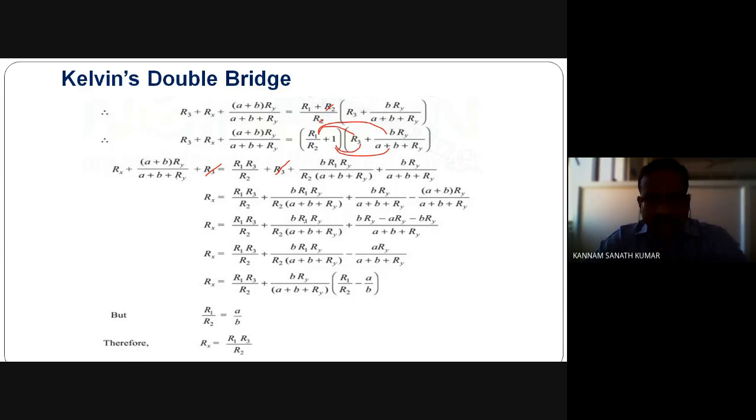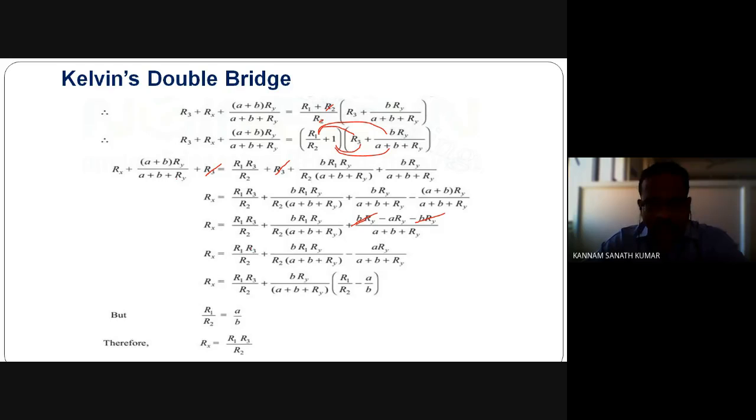Now what should you do? B into R1 Ry by R2 into A plus B plus Ry is the same thing, so you have to take the LCM. The LCM is A plus B plus Ry. So B into Ry multiply, minus A into Ry minus B into Ry. Here B into Ry and B into Ry get cancelled.